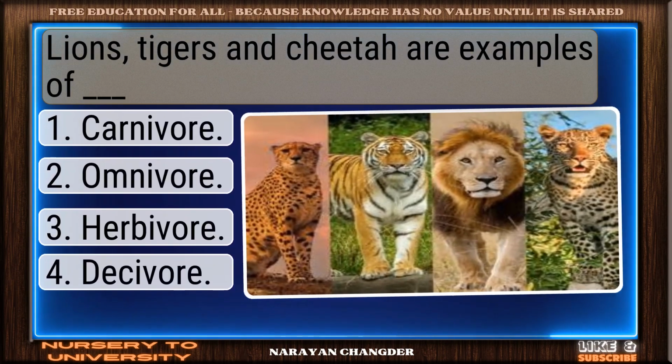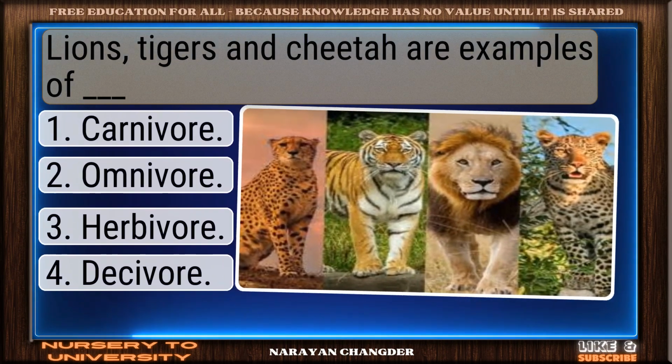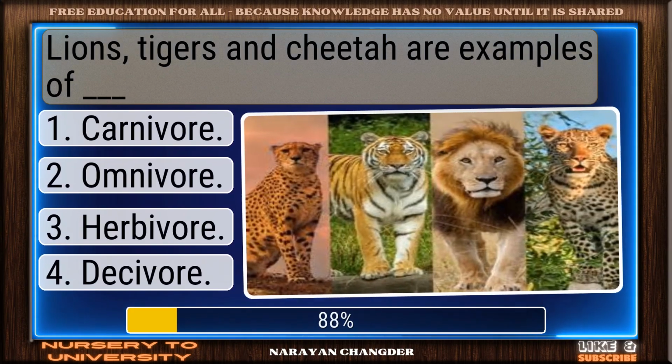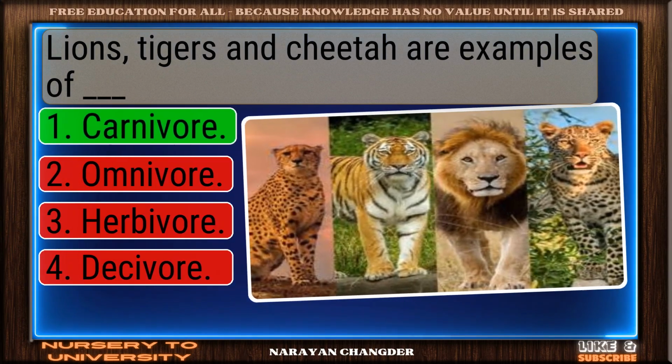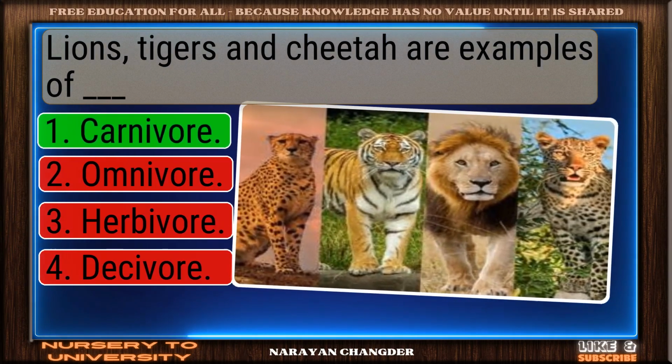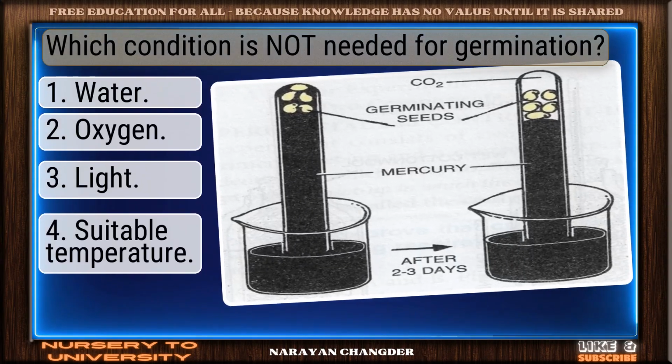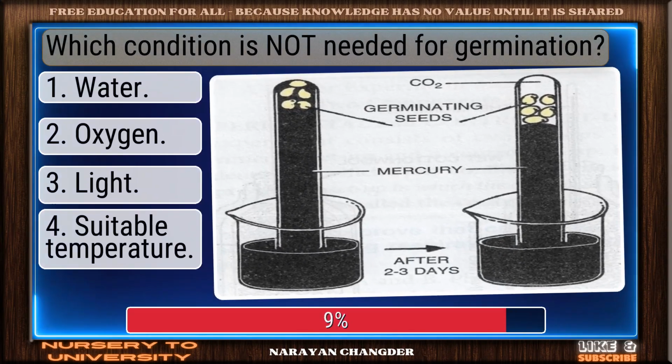Lions, tigers, and cheetah are examples of dash. Well done. Carnivore is the right choice. Which condition is not needed for germination?